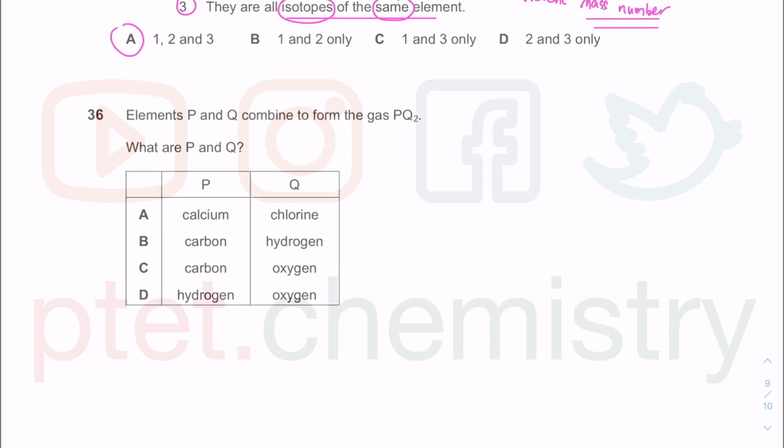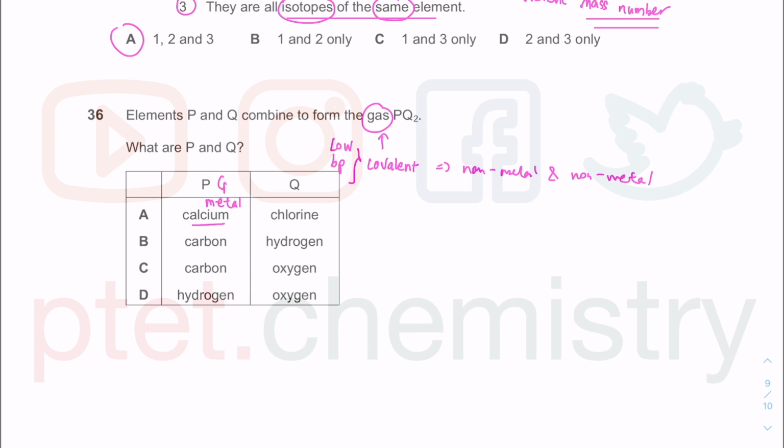Question 36, so P and Q combine to form a gas. Gas meaning covalent because it will mean a low boiling point. Gas means you already boil because liquid to gas is boiling. So low boiling point, covalent compound. Covalent is between non-metal and non-metal. So we can cross out definitely option A because this is a metal.